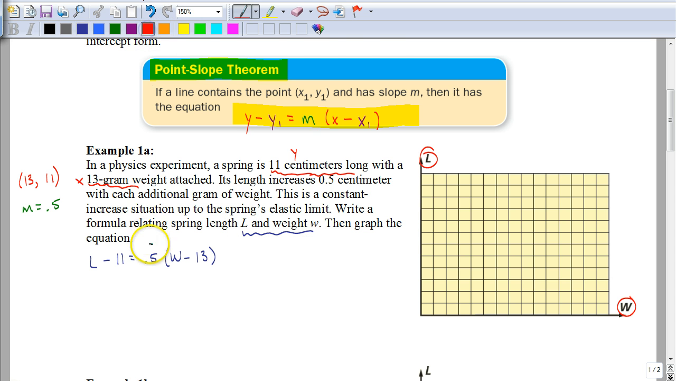So the first thing I'm going to do is distribute the 0.5 through. So this is a review of what we did back in chapter 1. And half of 13 is 6.5, so it'll be minus 6.5. Now I'm going to add 11 to both sides to get the L by itself.